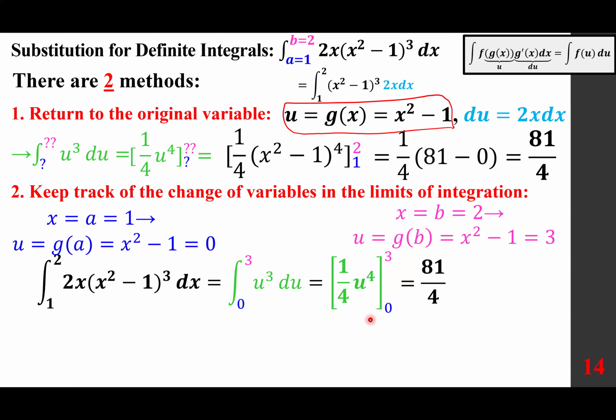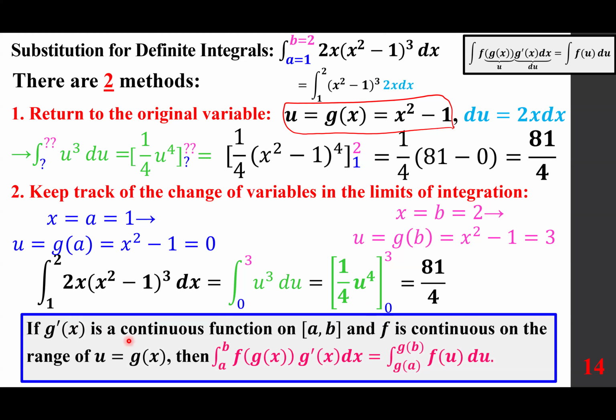So it gives rise to the following theorem. If g prime of x is a continuous function on the closed interval a to b, and f is continuous on the range of u equals g of x, then the integral from a to b of f of g of x times g prime of x dx equals the integral of f of u du evaluated from g of a to g of b. Again, what does it mean? Just plug the lower limit and the upper limit into u to figure out the two new limits. That's all it means.